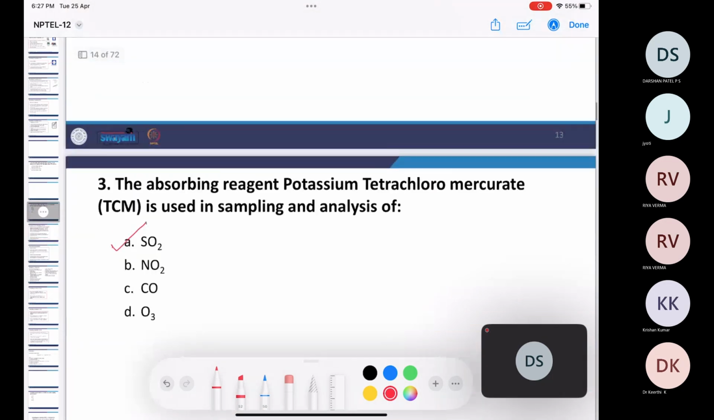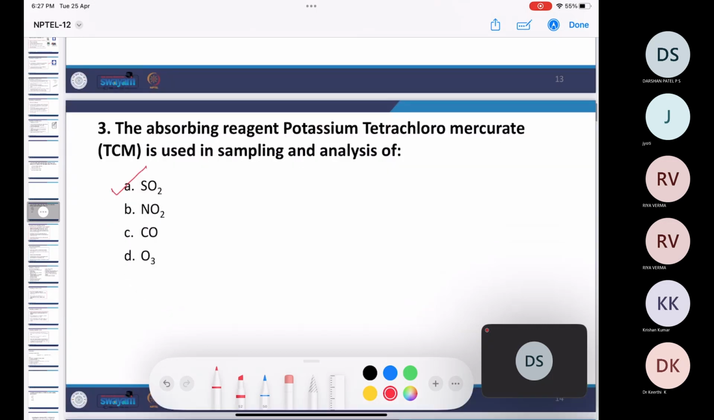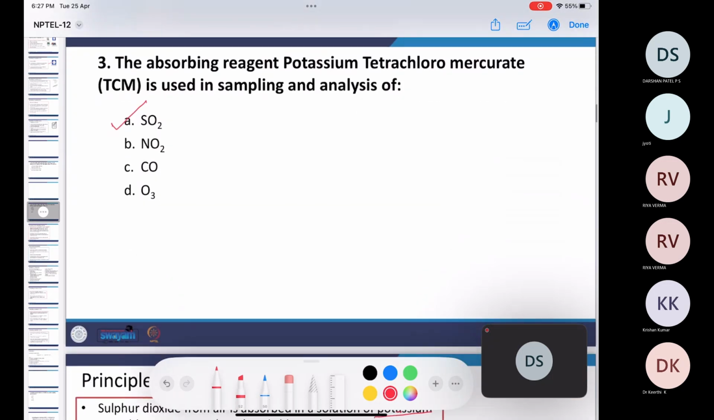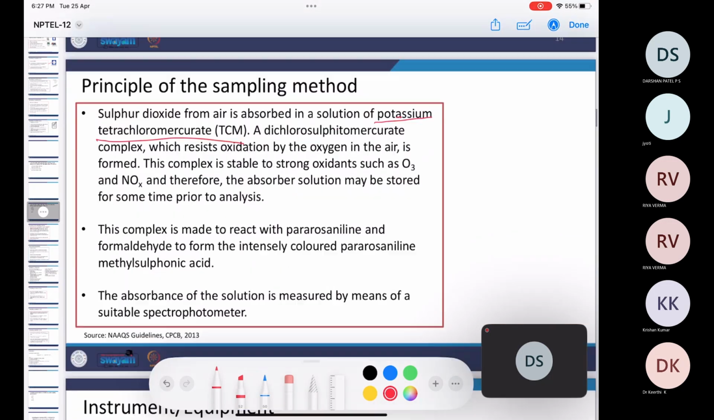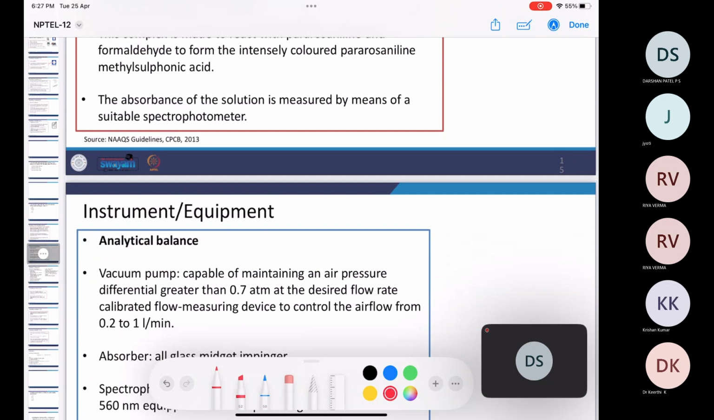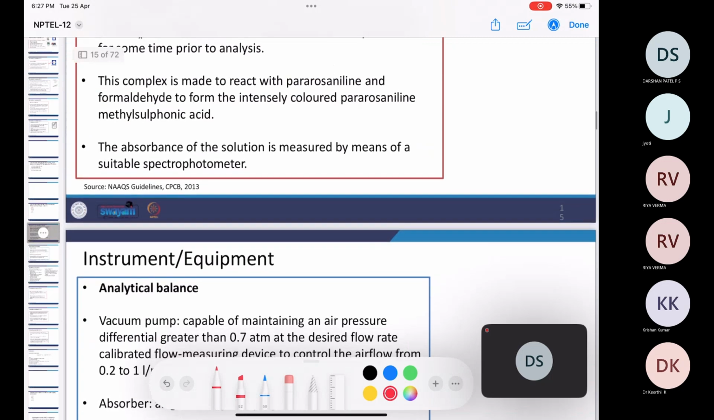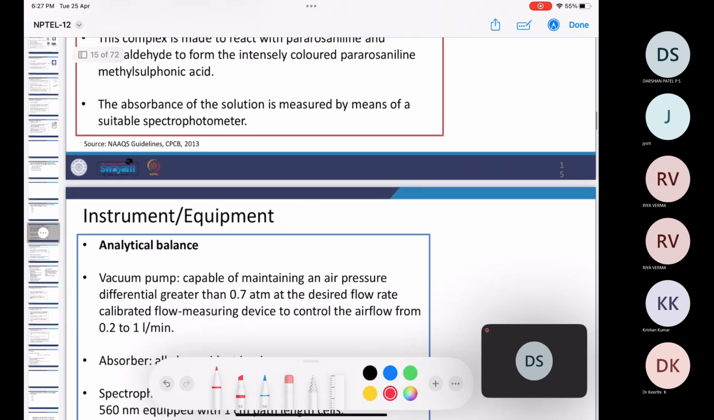So the measurement of this SO2 in the ambient air, this sampling process is based on the principle of absorbance and scattering. Basically, we use a spectrophotometer to measure the absorbance of the solution, and then I guess a calibration curve is plotted to find out the concentration of SO2 in the air.